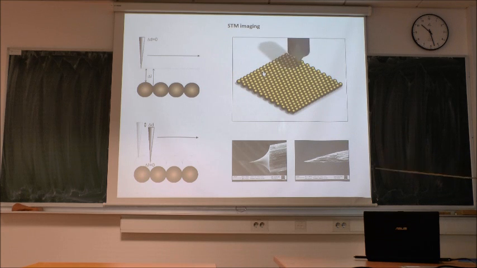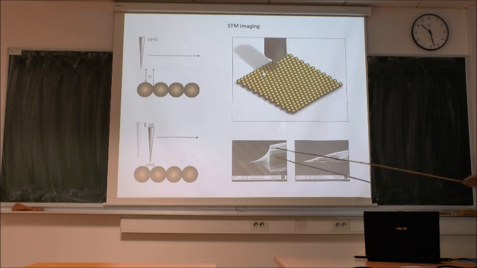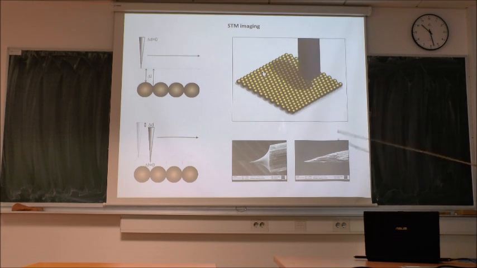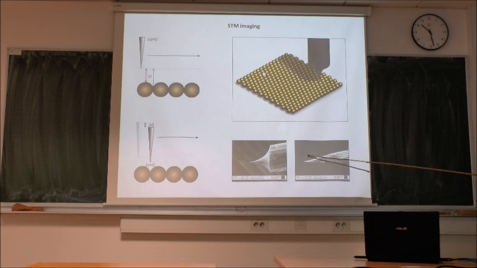What tips do we use? We have a number of different materials that are used for STM tips. Usually we use tungsten, electrochemically etched. These are the scanning electron images of the tip. So this is 2 micrometers. They are very sharp, but actually the whole tunneling process is done by the very end of the STM tip, just on these few atoms on the end of the tip.